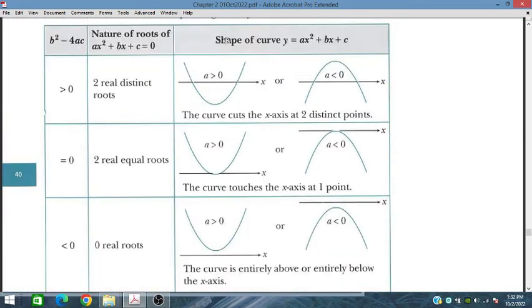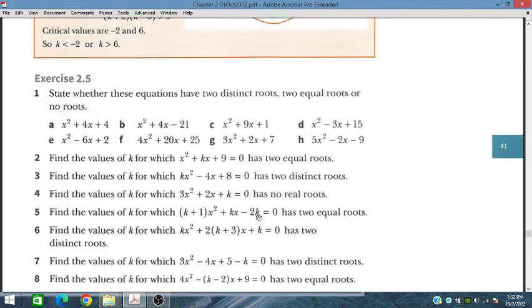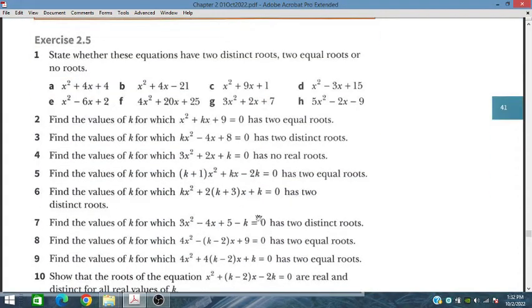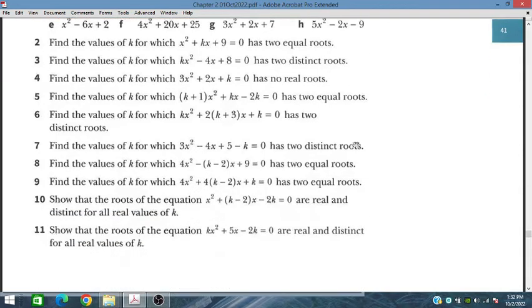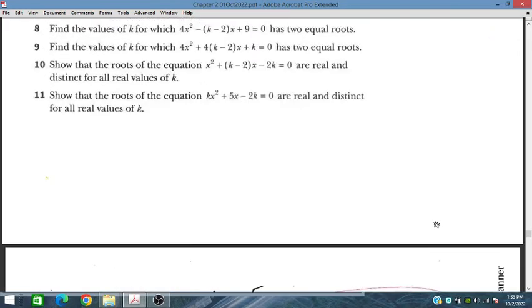We have already learned all these things in our previous sections, so these are important. So we'll start from exercise 2.5. We will solve these for two distinct roots, two equal roots, and no roots. We will solve this to obtain these conditions, so we have to find the discriminants of these problems.